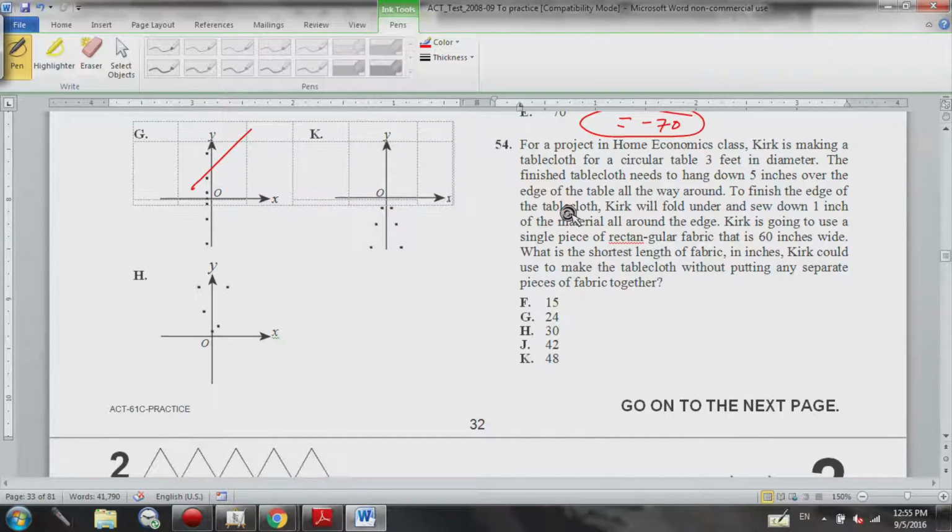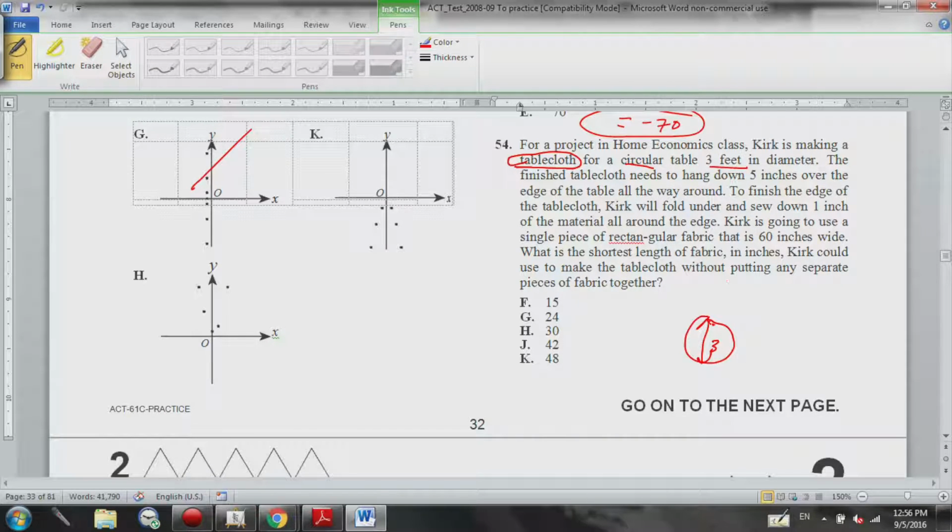That's a polynomial function. Now, for a project in home economics class, Kirk is making a tablecloth. Very good. Kirk doesn't want to go get a tablecloth from a store, so he's going to make it. It's a good project, I think, because he can learn sewing and stuff. So the project in home economics class, Kirk is making a tablecloth for a circular table that's 3 feet in diameter. So the table itself is 3 feet in diameter.